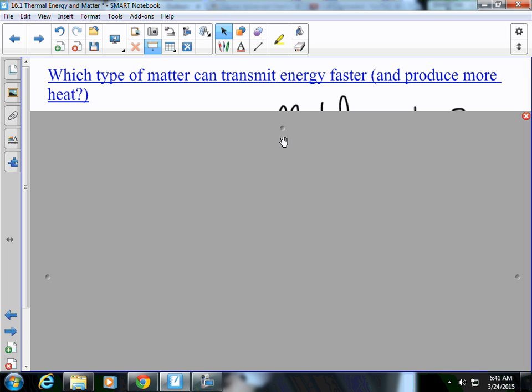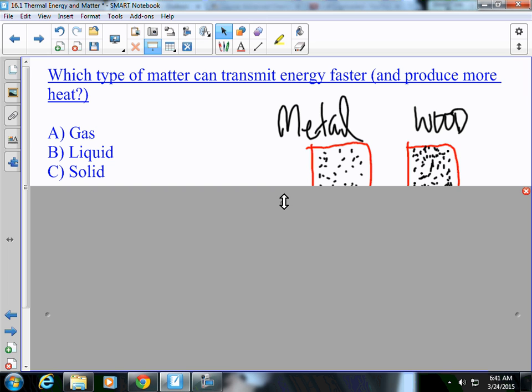So when we talk about energy and how energy moves and how heat can get moved, think about this, here's your question: which type of matter can transmit energy faster and produce more heat? A gas, a liquid, or a solid? I'll give you 10 seconds.